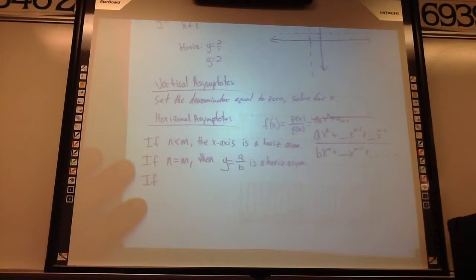If n is greater than m, so if the power on top is bigger than the power on bottom, this one's really easy. There is no horizontal asymptote.